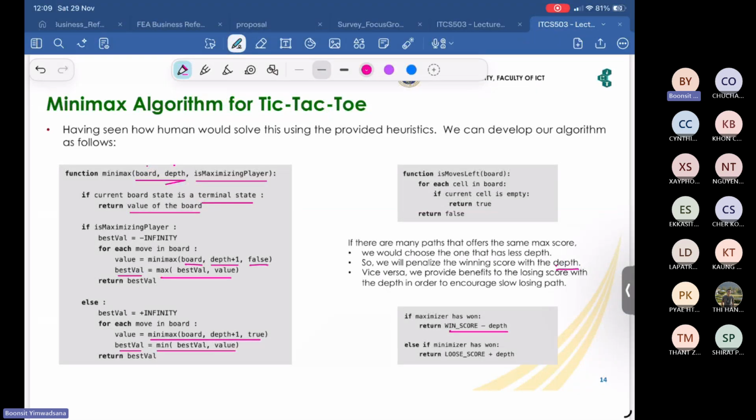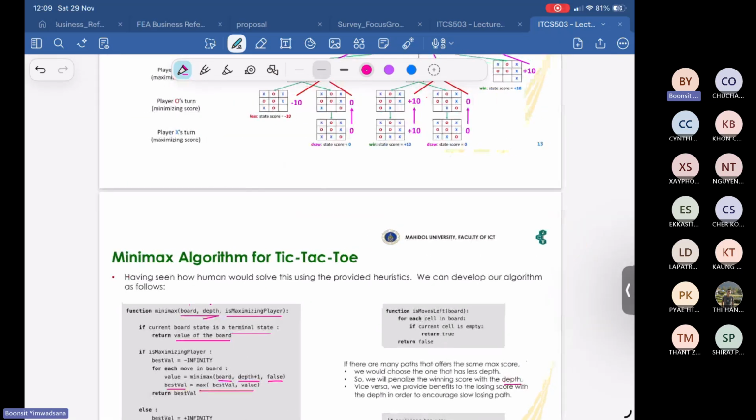But if the winning path is from a very long depth, a very long level, then I want to penalize that score. I don't want to use that score. So every time we want to submit the score, we want to penalize the winning by the depth. But if I'm losing, I want to penalize the losing by adding the depth because I want to increase the length, like what we see here.